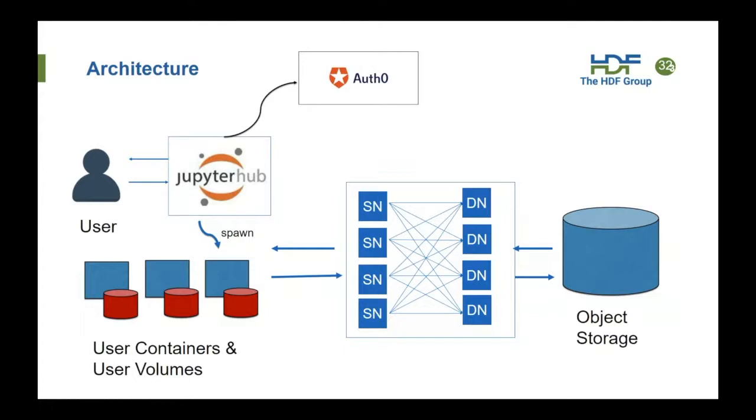Let me do mine. So we have the user. The user connects through JupyterHub, and in our implementation we're using this Auth0 client, which manages our HDF Group sign-in portal. Once you've authenticated, you spawn a new container. So here's my container, and that container has a local disk volume that you use for traditional POSIX files and such. Okay, so far this is all pretty much like any other JupyterHub installation.